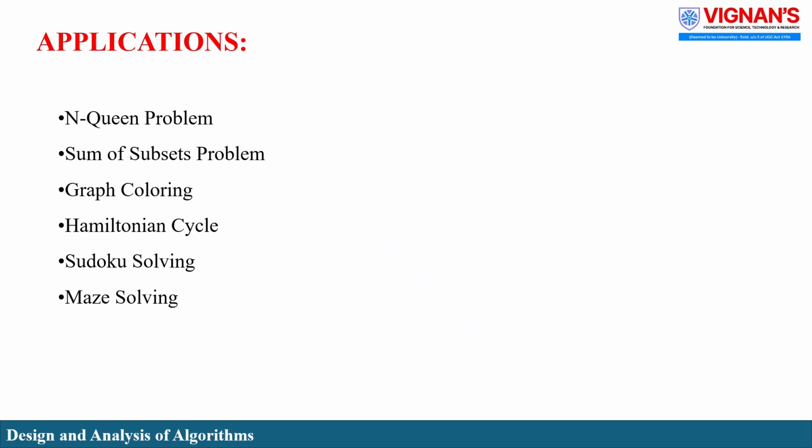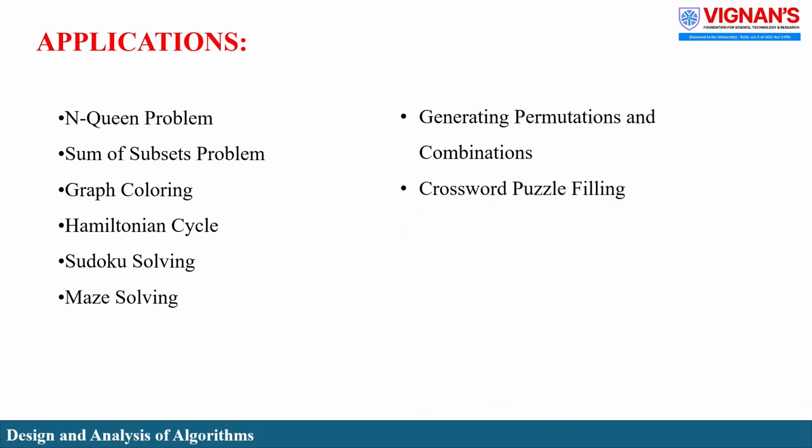Backtracking is also used for generating permutations and combinations, filling crossword puzzles, solving the knight's tour problem, and the job assignment problem, where tasks must be assigned optimally.